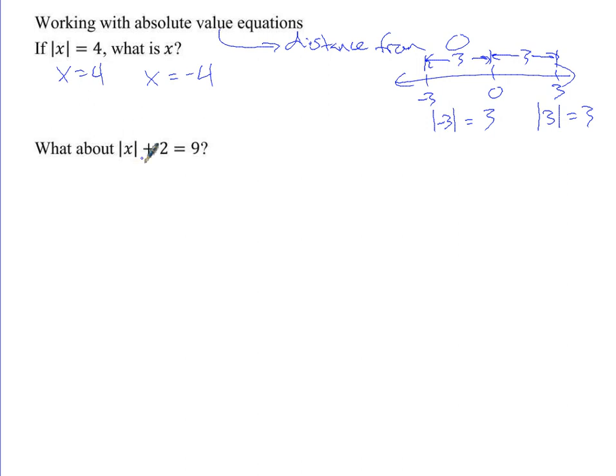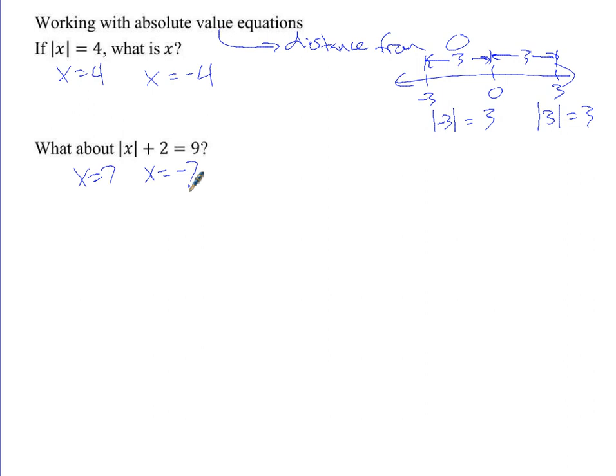What about the absolute value of x plus 2 equals 9? Let's think about this for a second. I need something's distance from 0, plus 2, equals 9. 7 for sure. Is there another number that I could plug in here? -7. So you're going to have 2 answers on all these problems. We know that x equals 7 gives me the right answer, and also x equals -7 gives me the right answer.